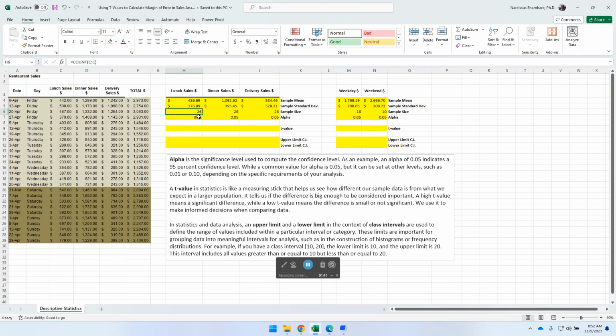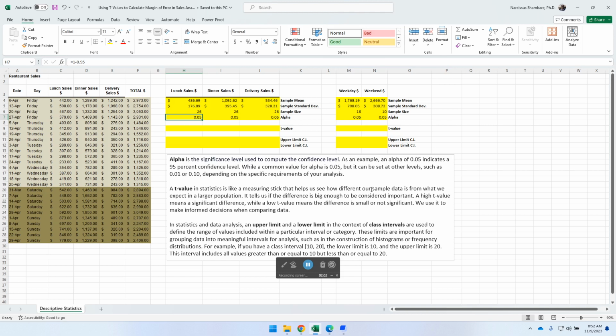And then on the next one, I have alpha. Alpha is a very important statistical element that we need to understand, and it is the significance level that is used to compute the confidence level. As an example, an alpha of 0.05 indicates a 95% confidence level.